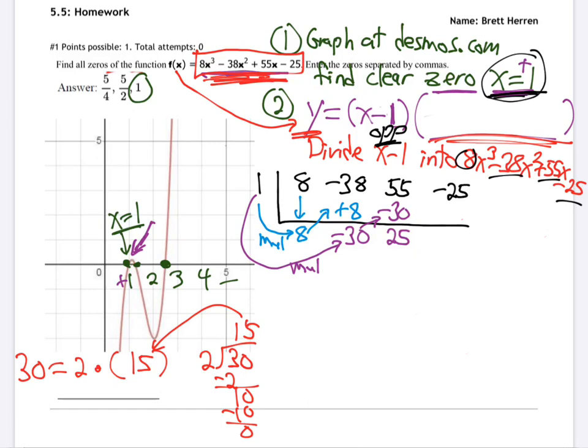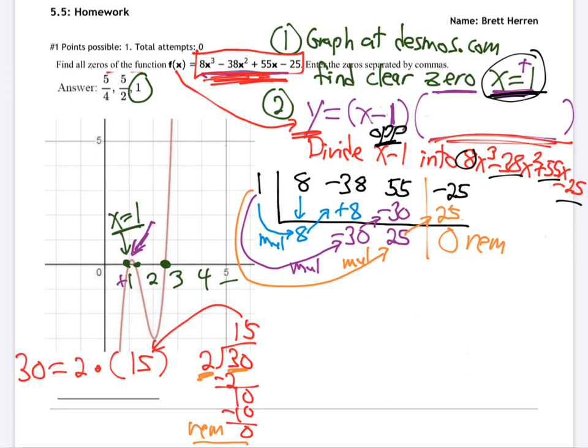And then you multiply again. 1 times 25 is 25. Add them up. 0. Remember that last spot is the remainder. So we got a 0 remainder. Just like over here, we got a remainder of 0. Why? Because 2 goes evenly into 30. That's what it means when you get a 0 remainder. There's nothing remaining. It goes in perfectly, evenly.